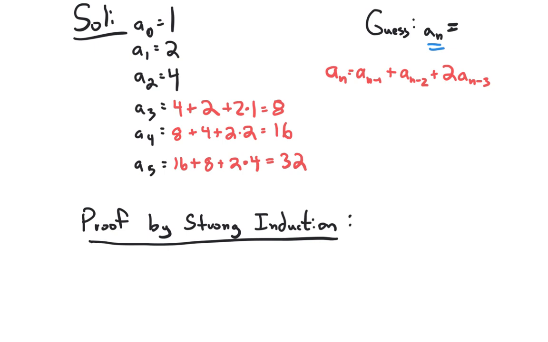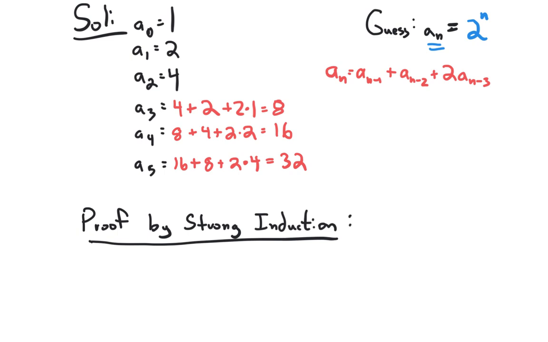It looks here that we're just doubling every time. So 1 times 2 is 2, times 2 is 4, times 2 is 8, times 2 is 16, times 2 is 32. So it looks like we indeed have that a_n is 2 to the n. So that's our guess. But we still have to prove this.